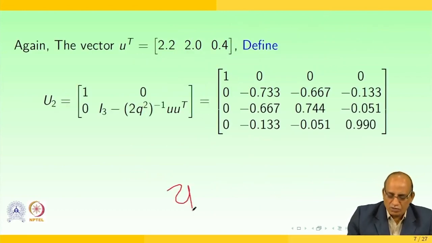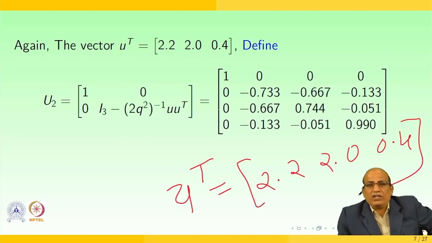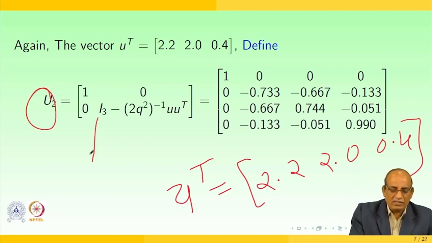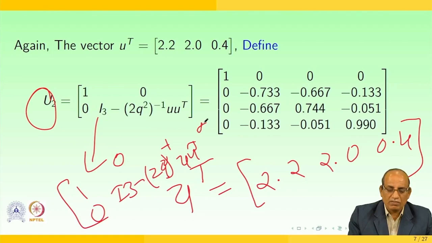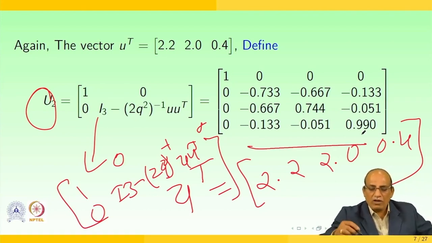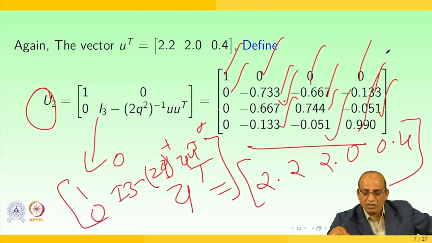The vector, let's write U transpose. So U transpose turns out to be 2.2, 2.0. This is what you get from U transpose. And U2 is obtained as 1, 0, 0, I3 minus 2q square whole inverse, u into u transpose. So U2 is a 2 by 2 matrix. The entries of the matrix become 1, 0, 0, 0 and 0, minus 0.733, 0.663, 0.133, and 0.667, 0.744, minus 0.051 and 0.133, minus 0.051, 0.990. So you get it like this.